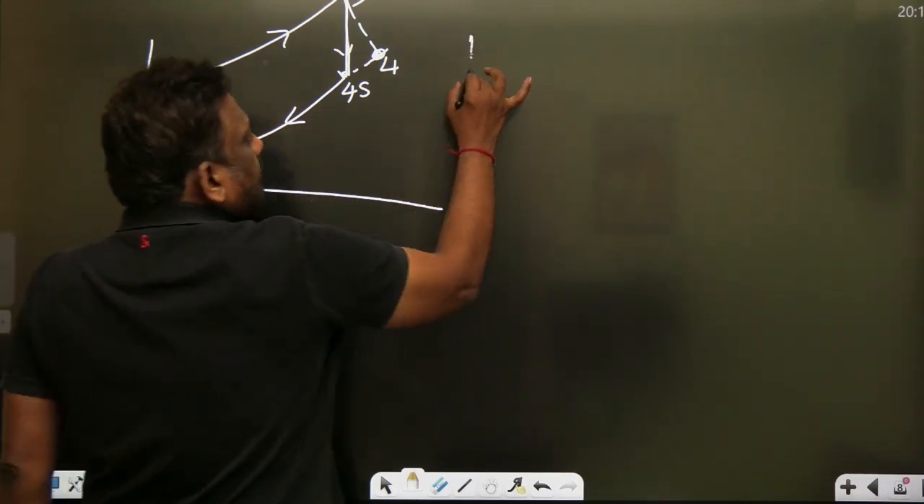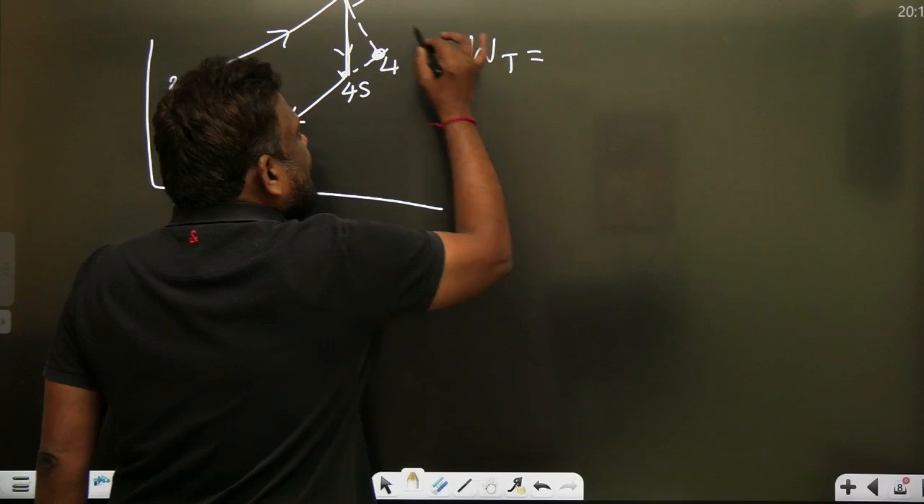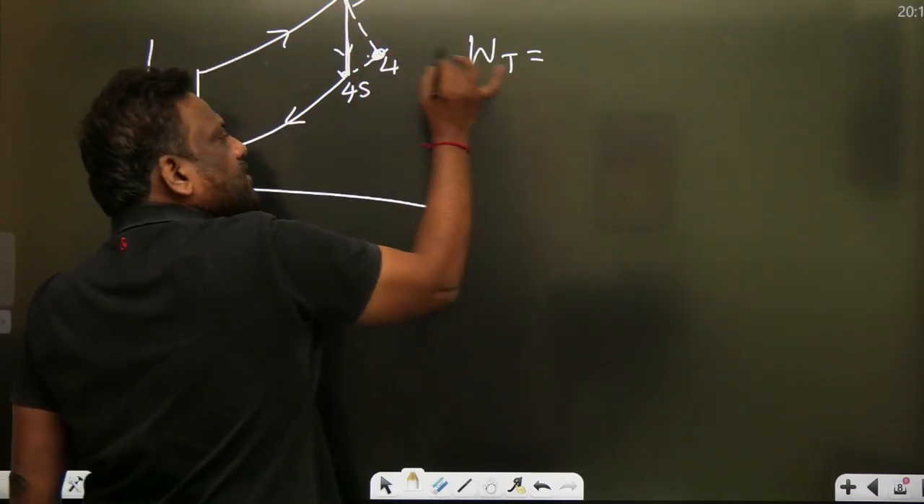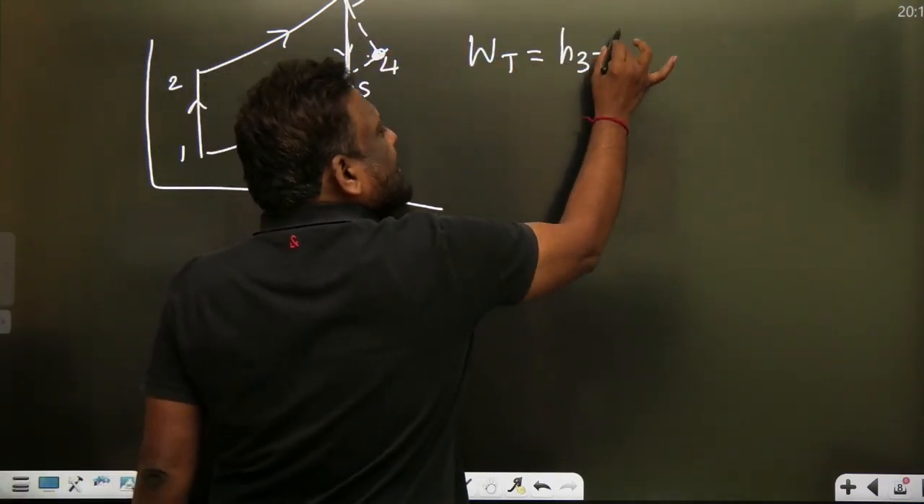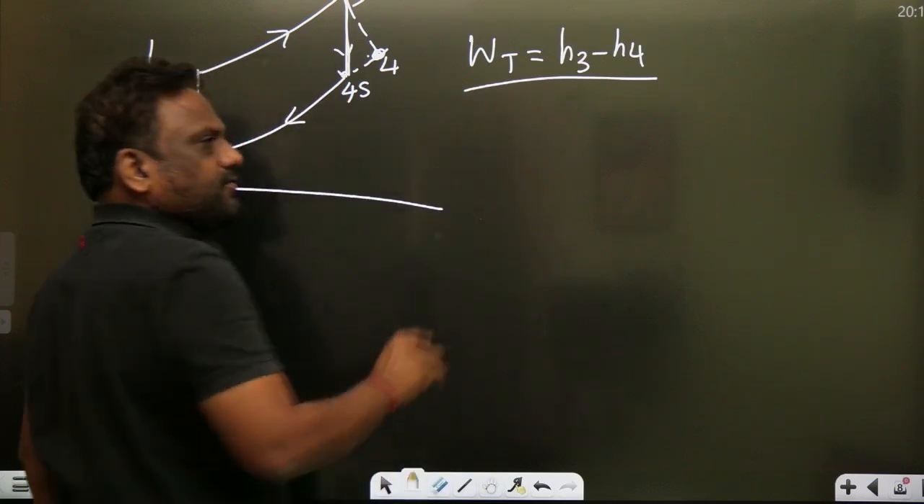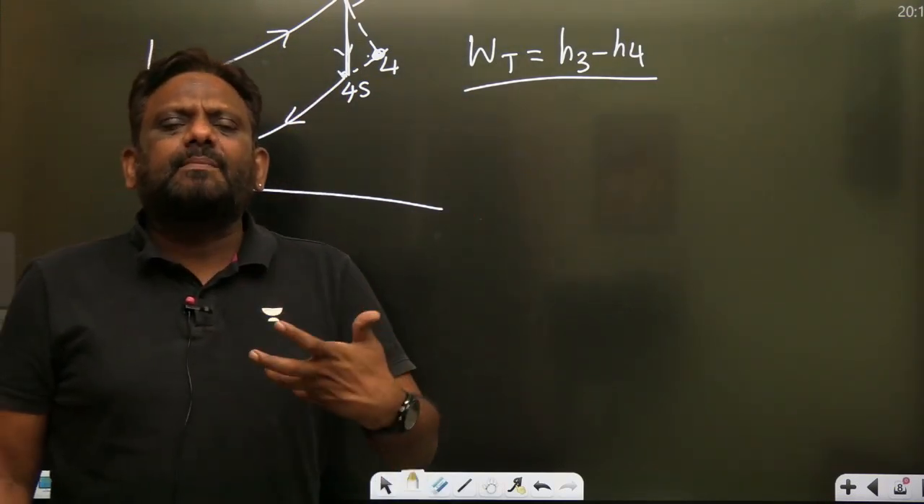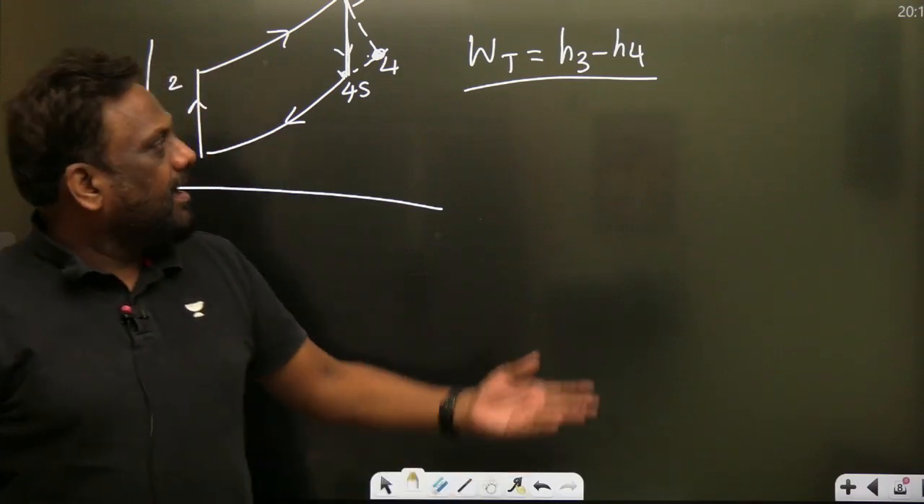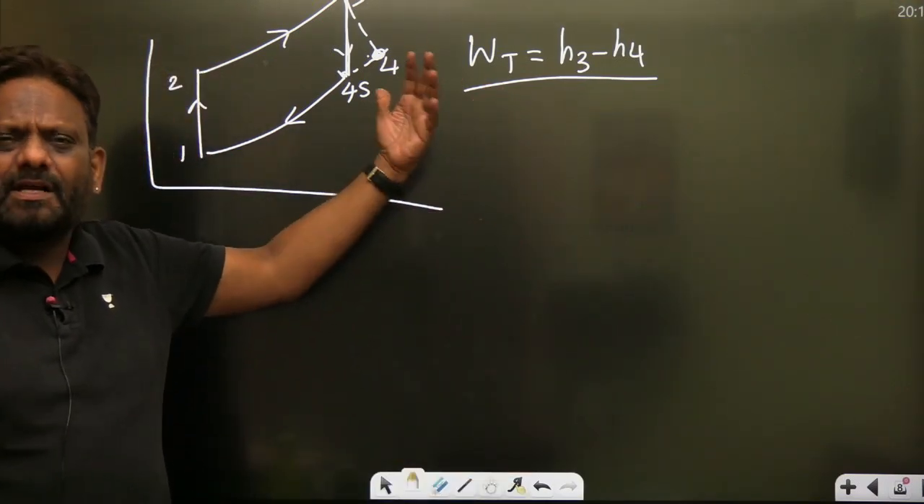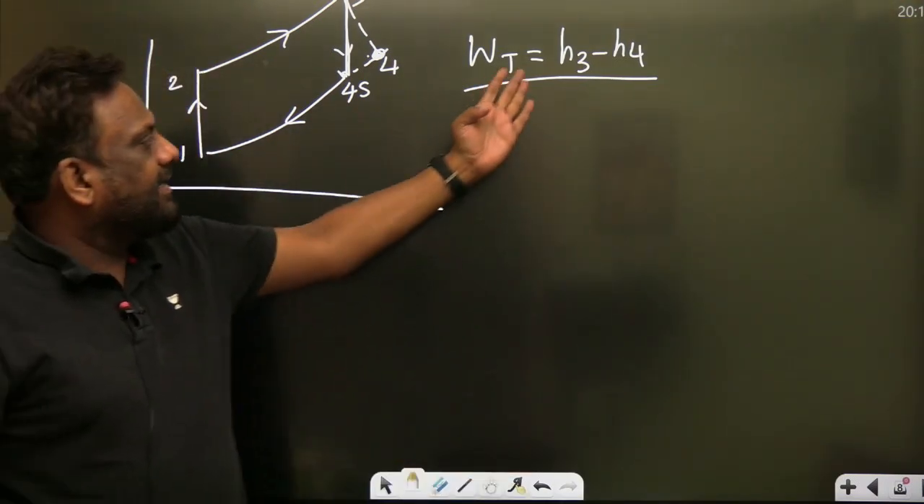So what is the turbine work? My dear students, can I write this as H3 minus H4? Yes. Where did you get this equation of turbine work as H3 minus H4? This gas turbine is an open system. For an open system, if I apply the steady flow energy equation, with the assumption that kinetic and potential energy changes are neglected, I'll get this equation.